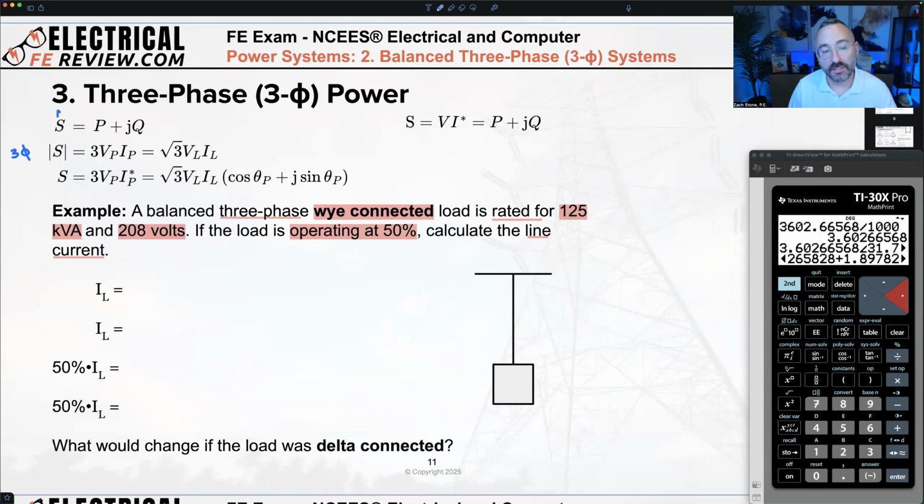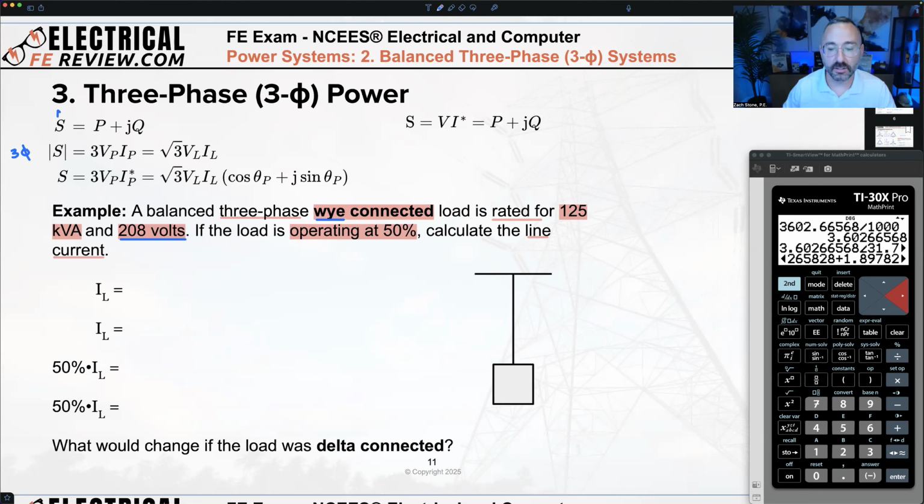Same thing, if my three-phase load is rated for 208 volts, am I assuming this is a line to neutral voltage for the Y connection, or am I assuming that's a line voltage applied for my Y connection? Three-phase load, if it just gives me voltage, doesn't say line or phase, then I'm assuming this is a three-phase voltage. I'm assuming this is a line voltage. Yeah, good job, Allison and Gid.